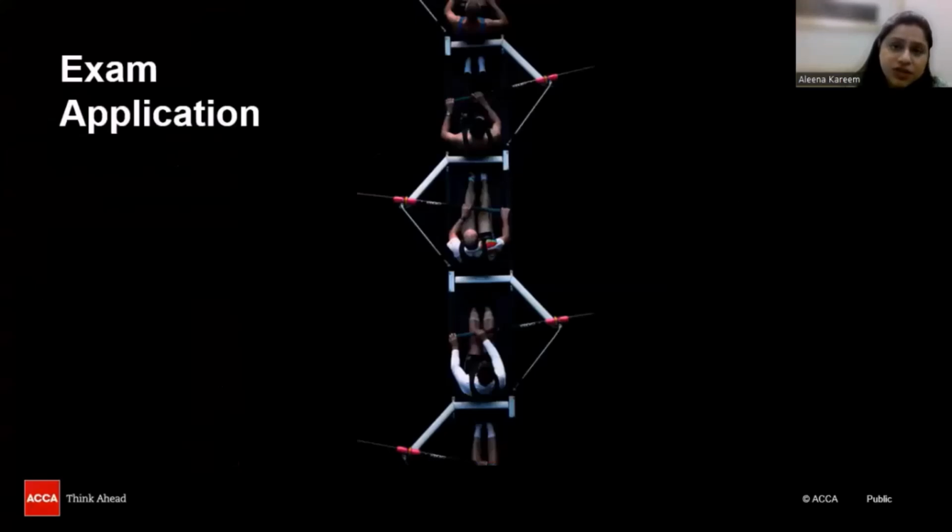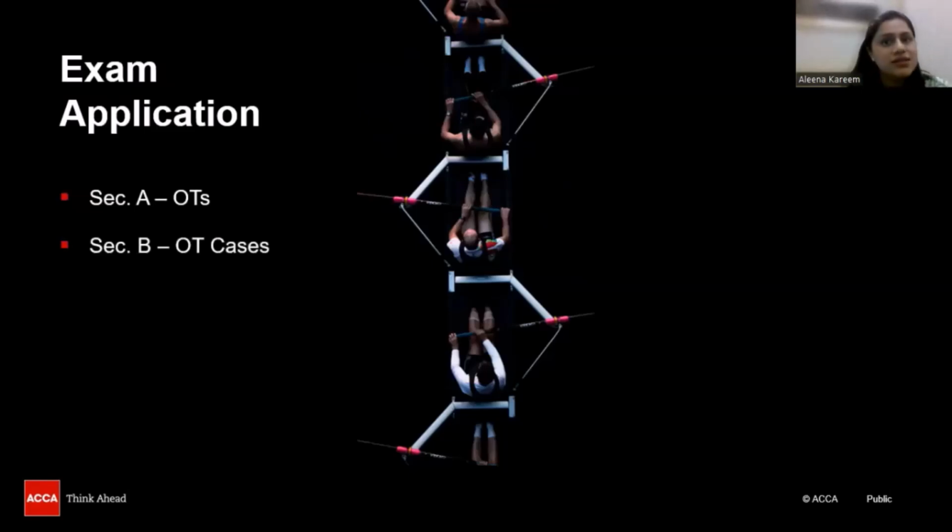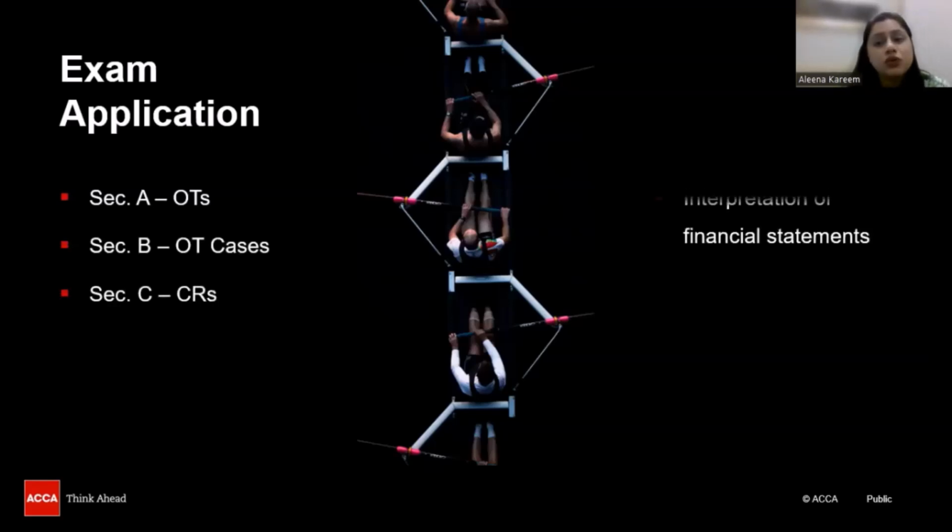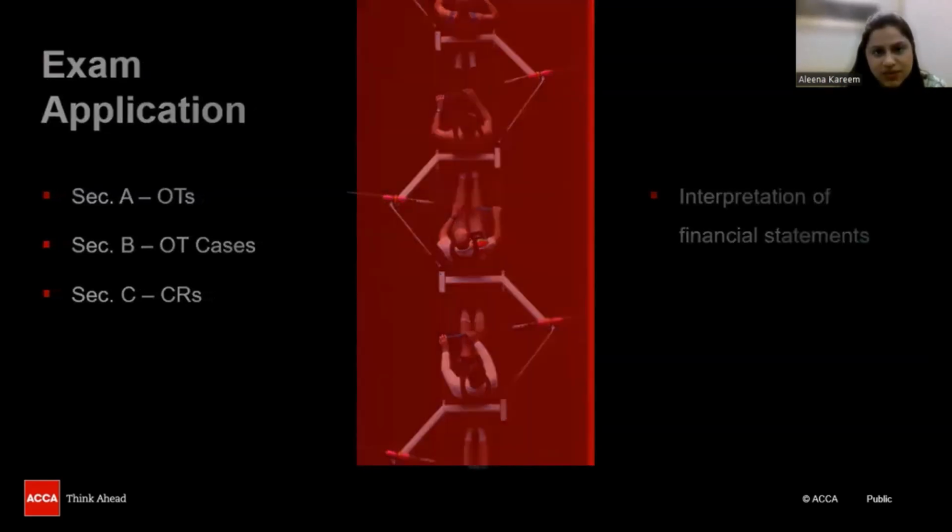Your interpretation questions, the ratios that we discussed, they can come up in section A, B also. 2-mark question asking you about one ratio, reason for change, formula, anything. So be prepared for that. Or you can have a CR question which is focused on the overall long interpretation of financial statements.